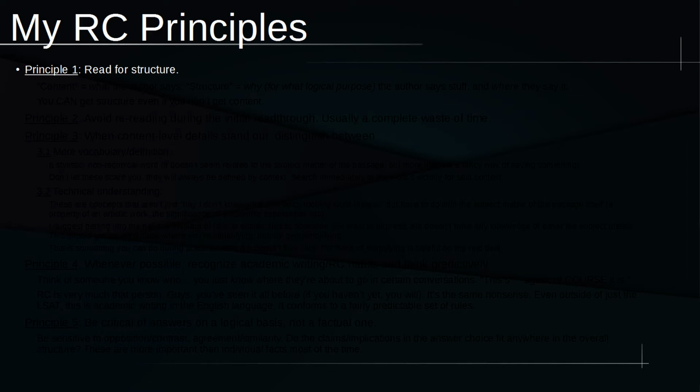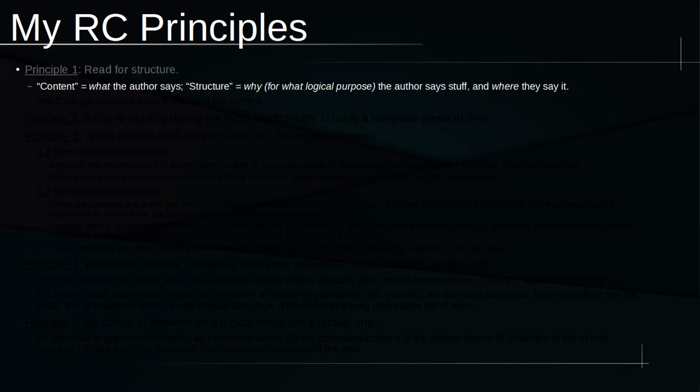So starting with principle number 1, reading for structure. Again, this is something that I recommend that you always do. It may take slightly different forms, but it is something that I recommend that everybody does in every single passage. So again, to briefly review, what I consider content reading, which is the wrong way to read a passage, focuses on what the author says. What I'm recommending people do, which is structural reading, is reading for why, or for what logical purpose, the author says stuff and where they say it. That's what I mean by structural versus content reading. What I want to super emphasize here is that you can understand structure even if you don't get the content.